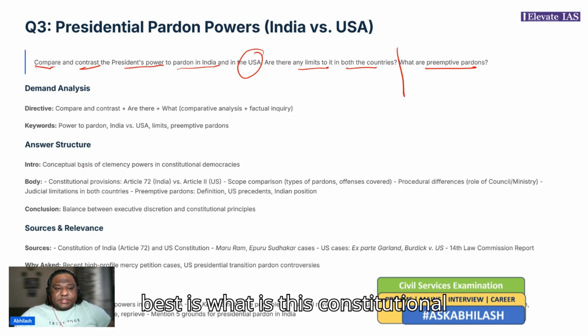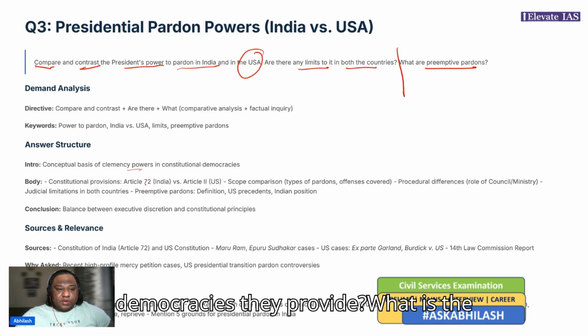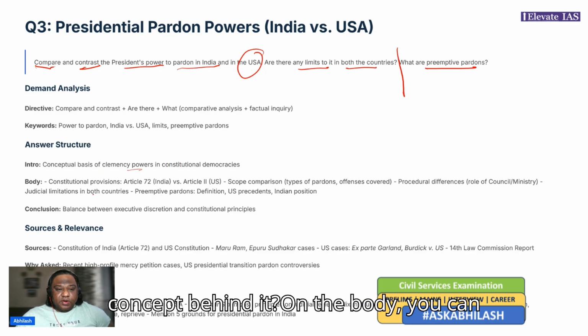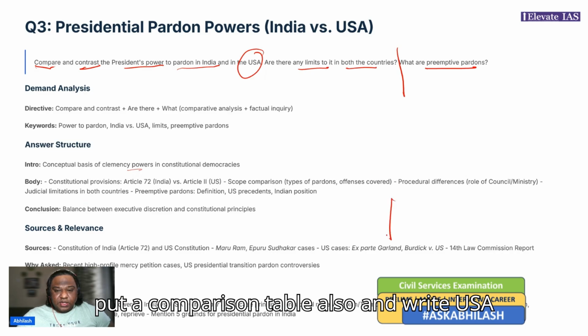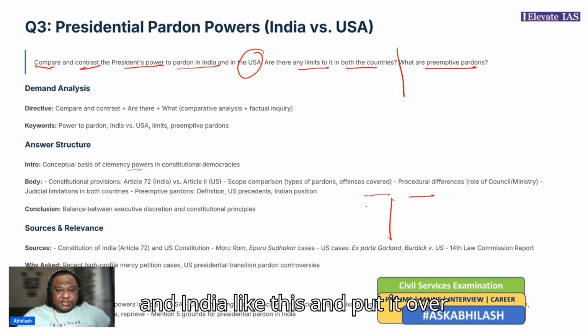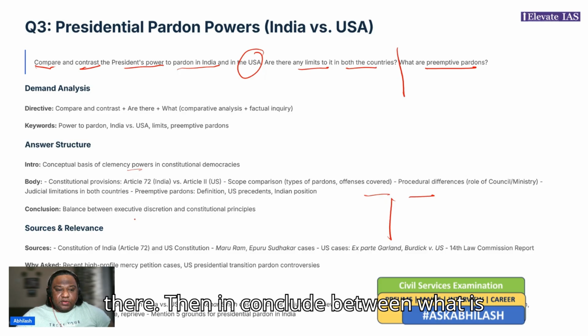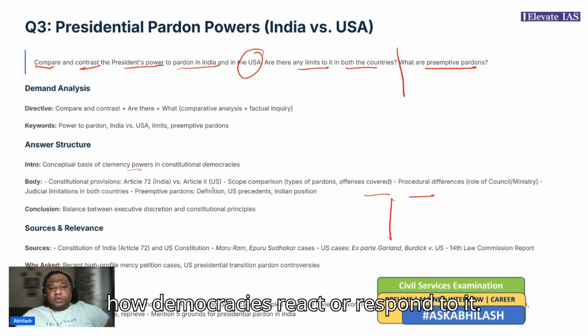So in the intro, the best is to say what this clemency power is that constitutional democracies provide, and what is the concept behind it. Then in the body, you can put a comparison table also and write USA and India like this. Then in the conclusion, say how democracies react or respond to it.